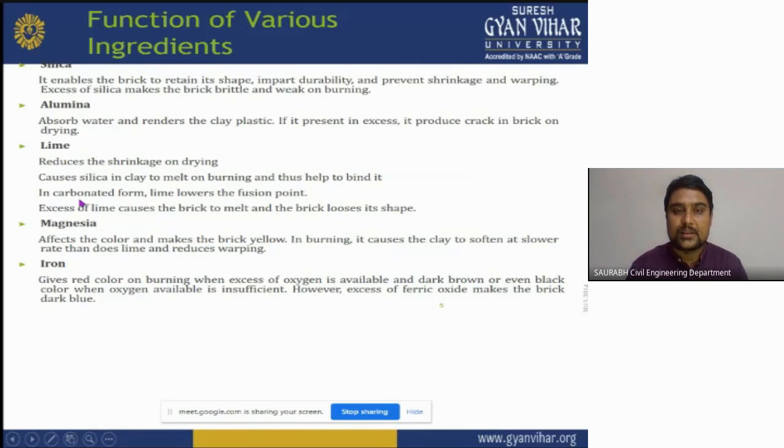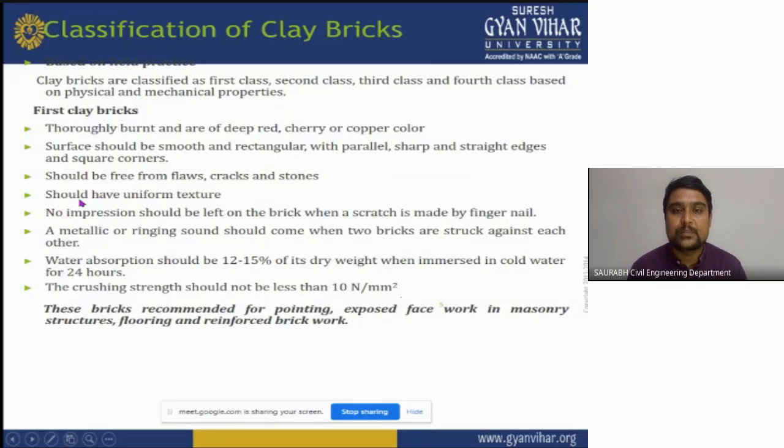Now we will see the next classification of clay brick. How will we classify it? First, we will see based on practice. Clay bricks are classified as first class, second class, third class, and fourth class based on the physical and chemical properties.